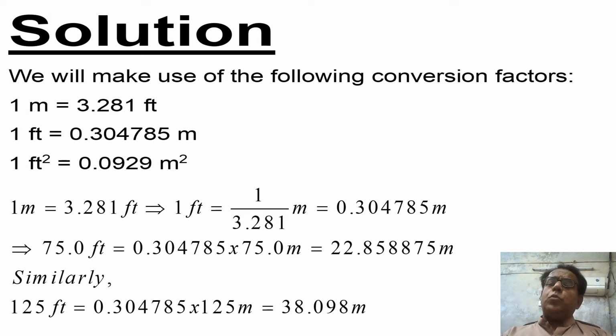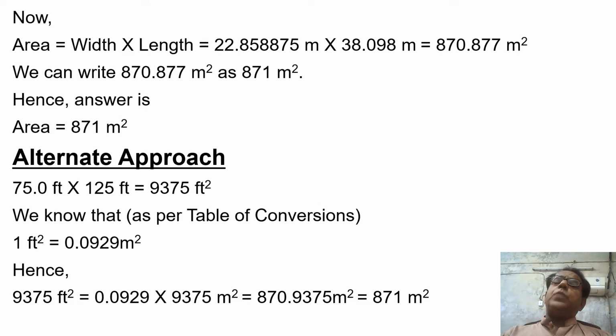Similarly, 125 feet is equal to 0.304785 into 125 meter, which is alternatively equal to 38.098 meter. So dear students, here we have converted both figures, that is length and width given in feet in the statement, into meters as required by the answer of this statement. Now we move on to the next slide.